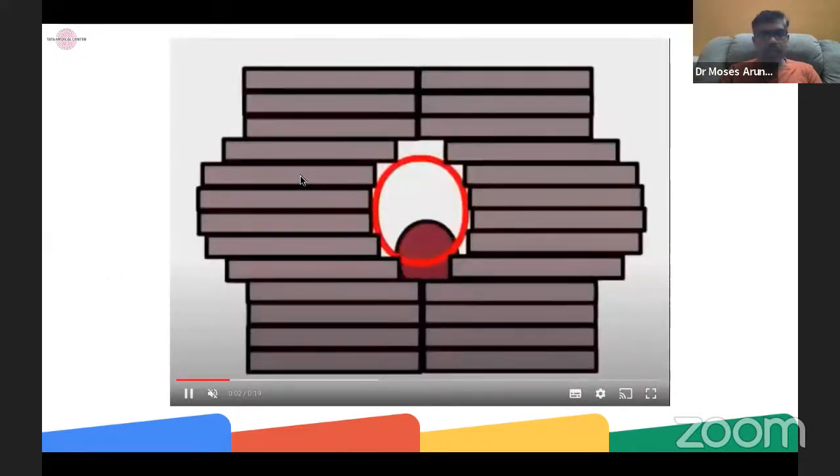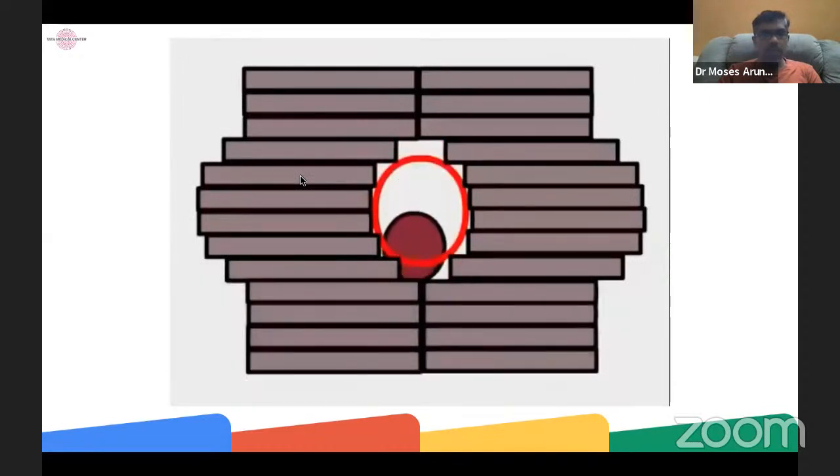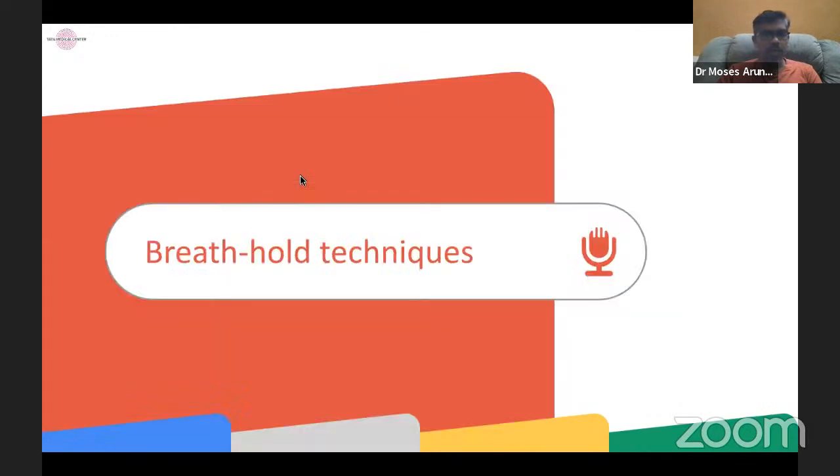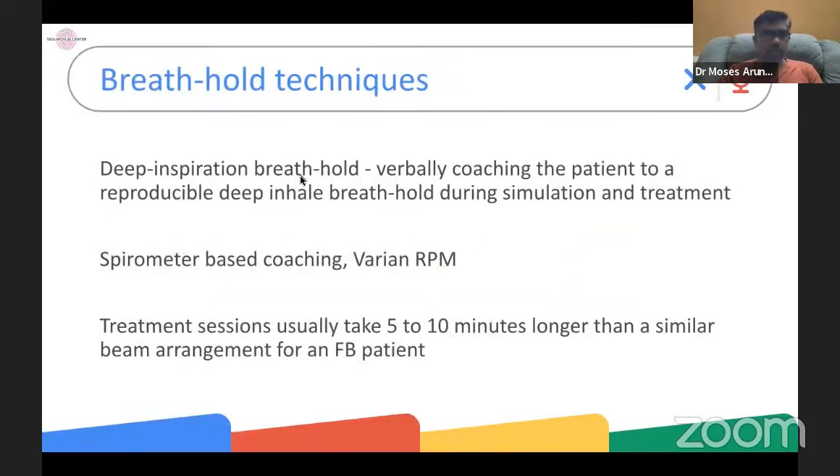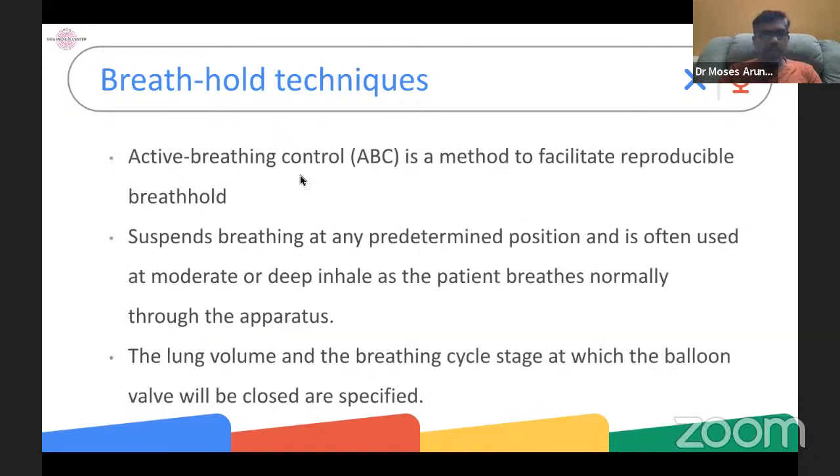gated delivery. So this is just a cartoon to show how you treat only during the part of the breathing cycle during a gated delivery. And when it comes to breath hold techniques, herein you ask the patient to hold the breath for some time at a particular position. You need a respiratory monitoring for verifying the constancy before you are able to deliver this treatment.